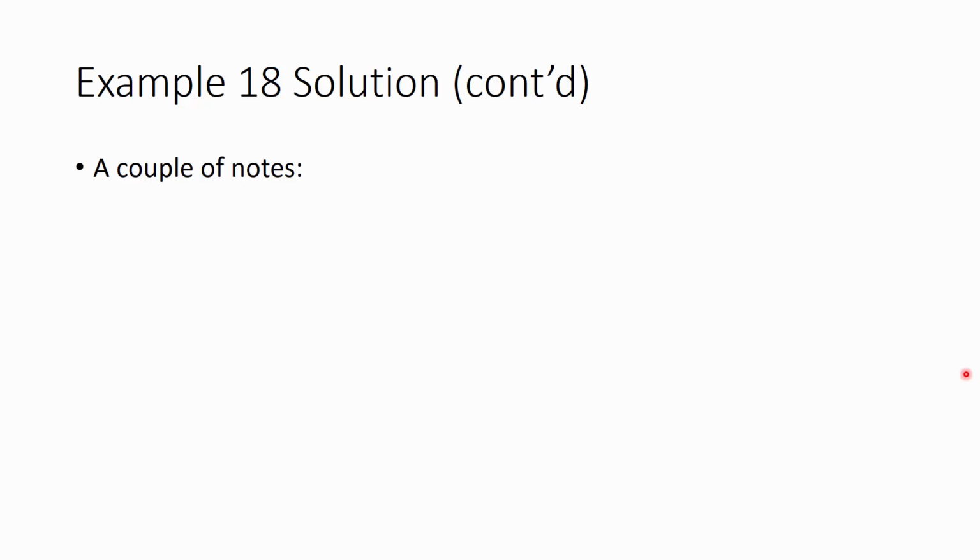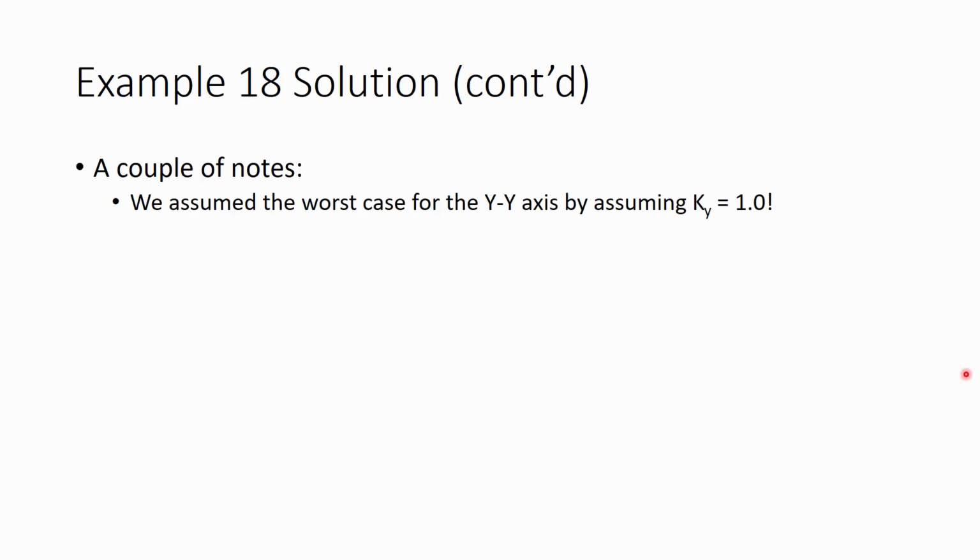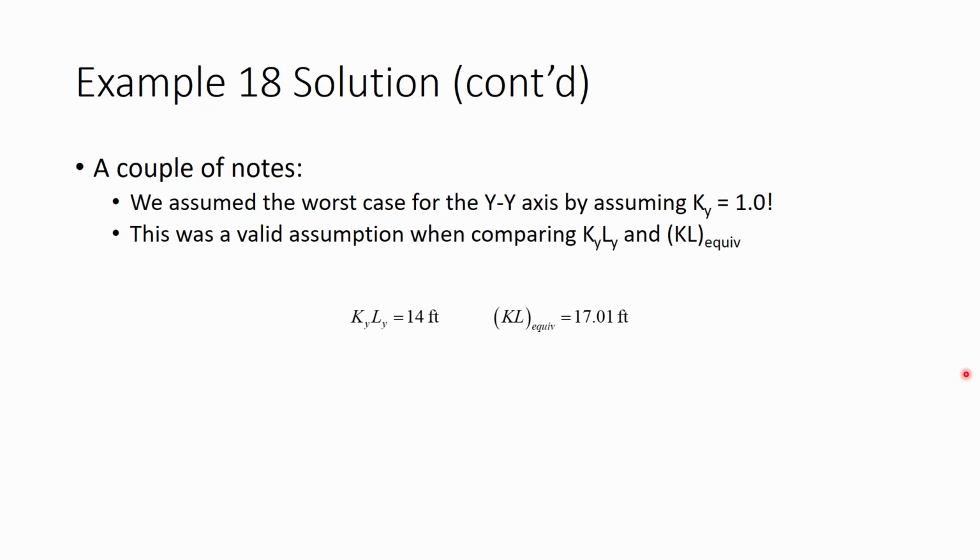I do have a couple of notes that I want to just sort of close the example out with, and just make some points to make sure that everybody understands the broad scope of what we discussed. First off, I want it to be clear that we assumed the worst case for the y-axis. Remember, the y-axis was a braced frame, and up until now, we've just been assuming that ky is 1. That's actually the worst case scenario. Remember, ky could be anywhere between 0.5 and 1 for a braced frame, and we assume the worst case is 1. But here's the thing.